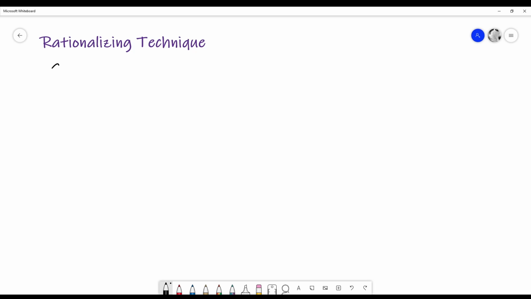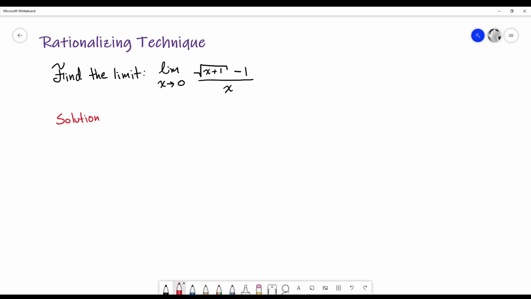The second technique is very useful if when you're trying to find the limit of a function, you have some square root term in the numerator or denominator, like this. The limit as x approaches 0 of the square root of x plus 1 minus 1, over x.